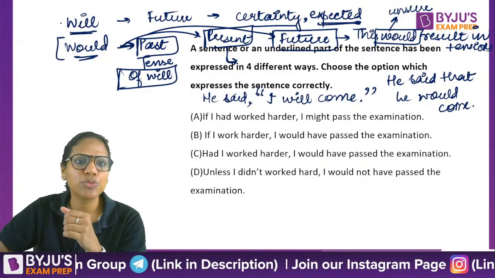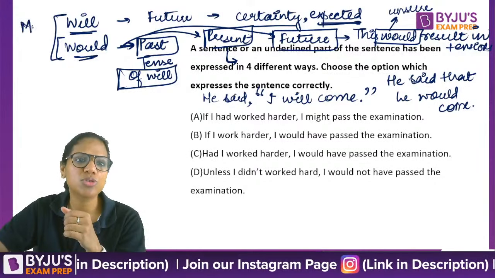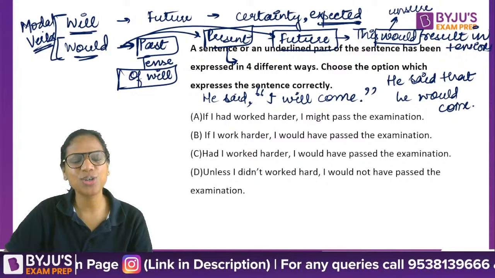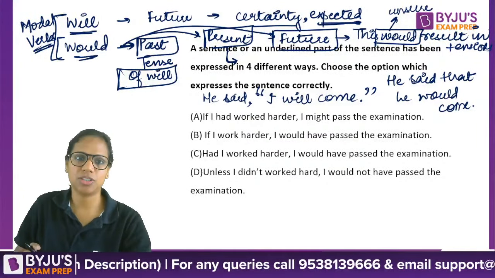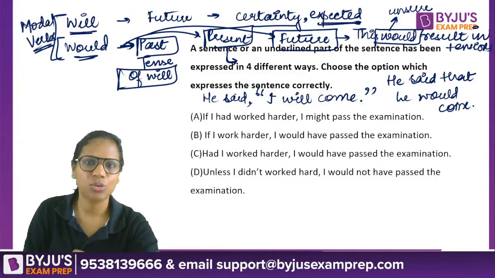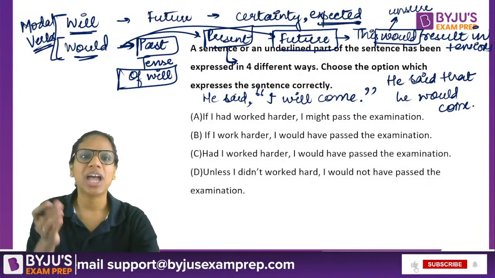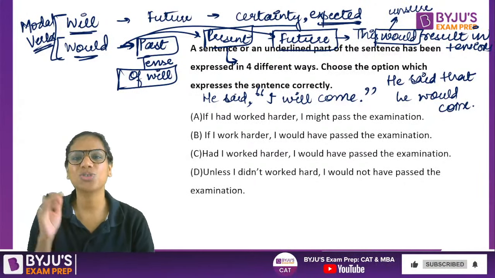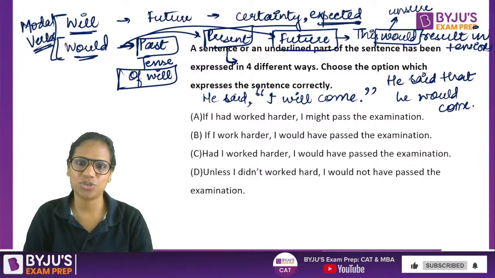Actually, will and would both are modal verbs also. Apart from being your usual verbs, they are modal verbs also. So modal verbs have multiple uses. Will's standard basic use is as a future verb, and would as the past tense of will. But would is very versatile. It can be used for the present situation also. It can be used for the future situation also.